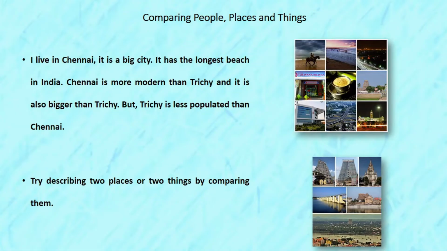Now just observe what I have got to say about two places. I'm going to speak about Trichy and Chennai. I live in Chennai. It is a big city. It has the longest beach in India. Chennai is more modern than Trichy, and it is also bigger than Trichy. But Trichy is less populated than Chennai. Now try describing two places or two things by comparing them.